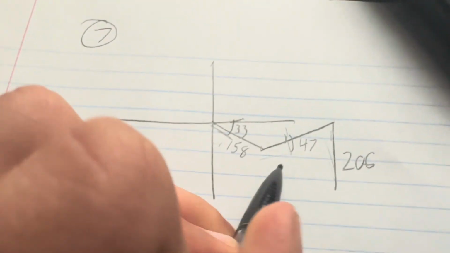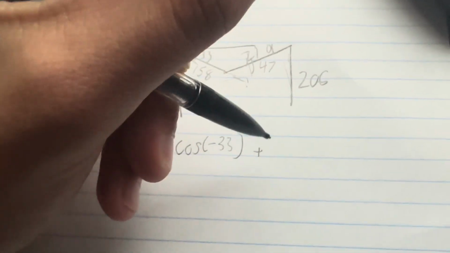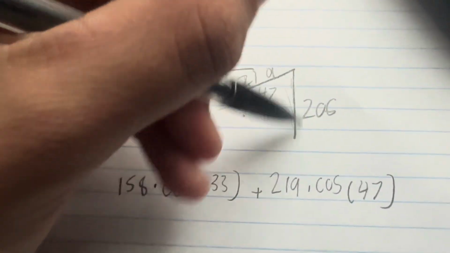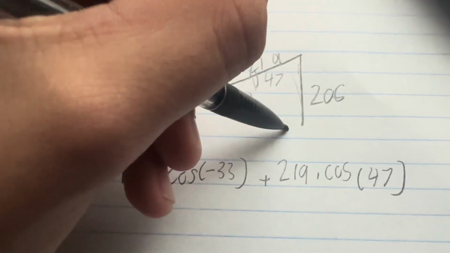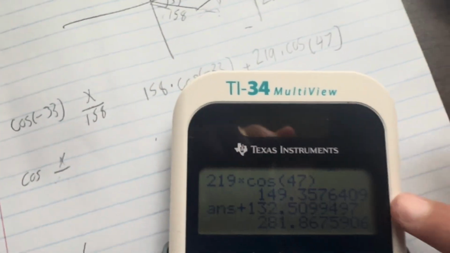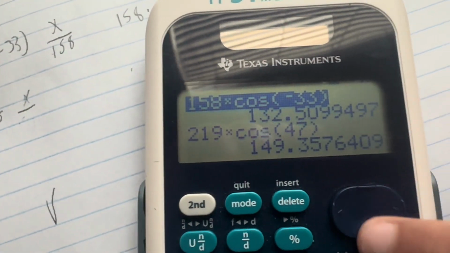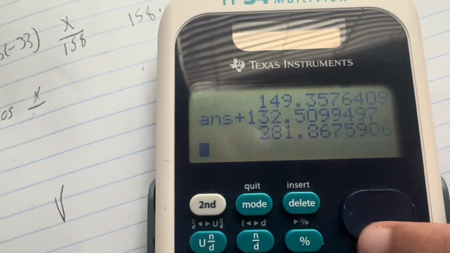And then we're going to add on this vector right here, same deal. This is also at a magnitude of 219, yes. So we're going to put 219 right there, and then add on 219 times cosine 47. Since this vector right here is straight down, it has no x displacement and it will be 0, which means we only have to worry about these two vectors. If I go to the calculator, I already pre-calculated it right here. Let me just scroll up just so you can see both. Negative 33, 47.